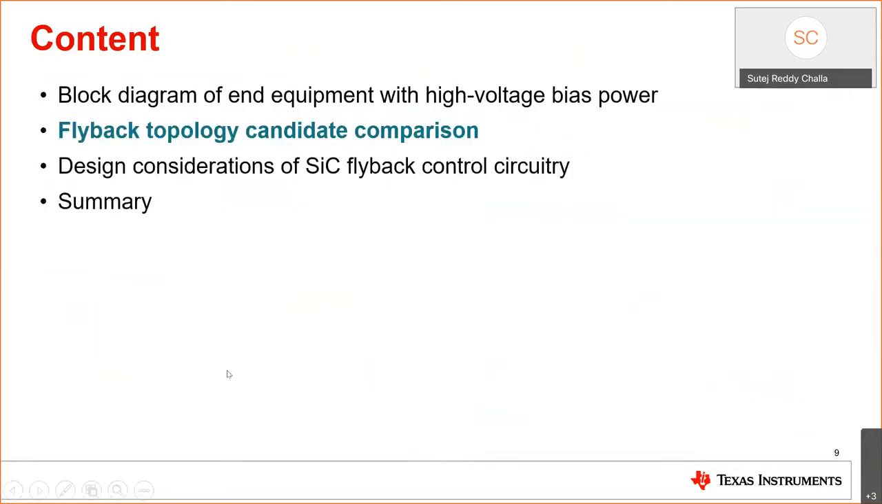Okay, so we have seen different use cases for silicon carbide based aux power supplies, and let us see the main topology which is being used in these use cases, which is a flyback.